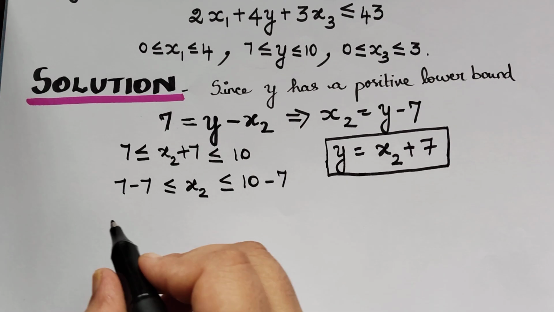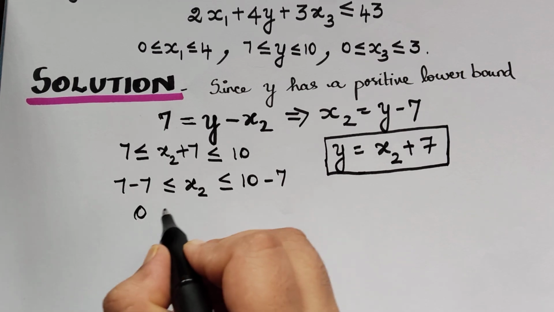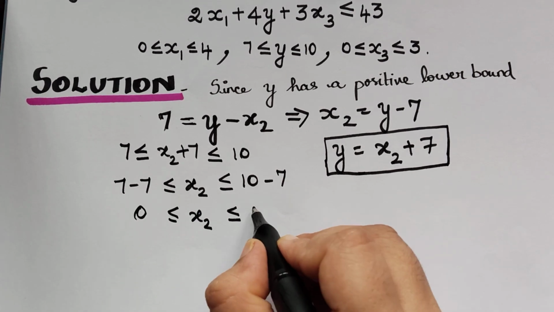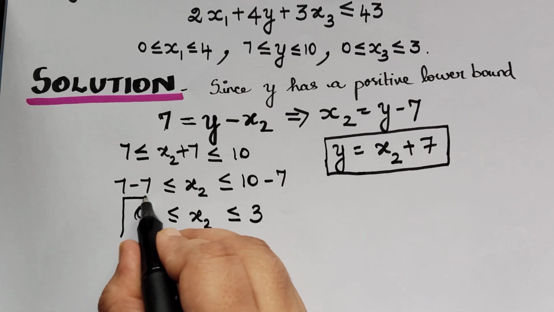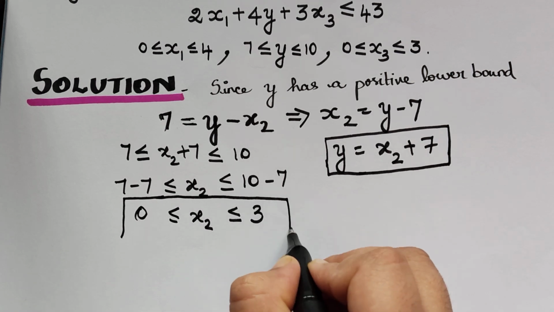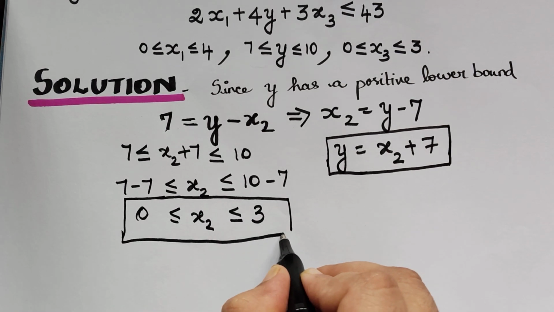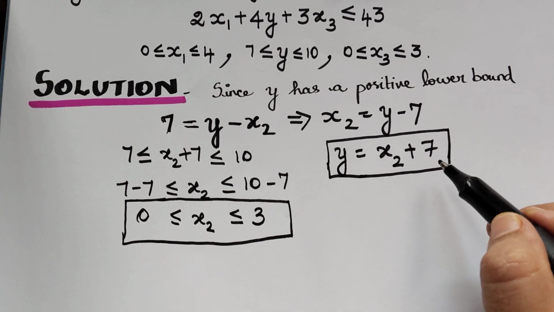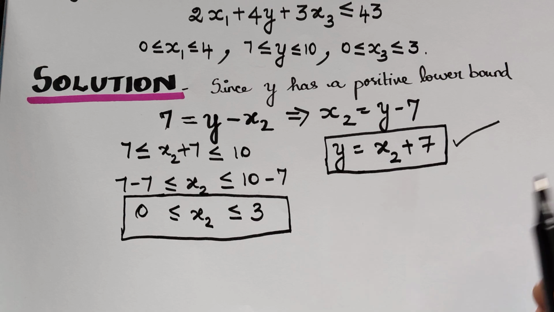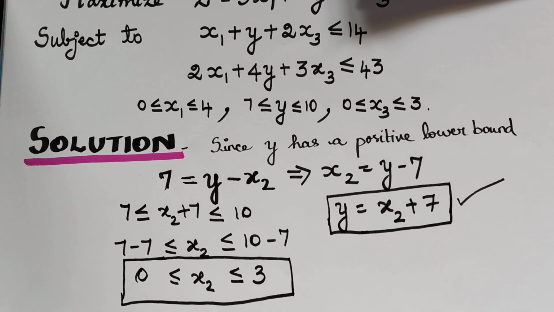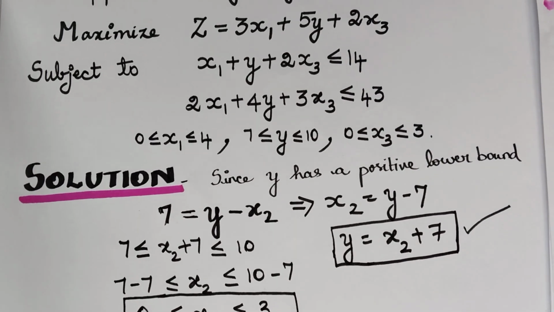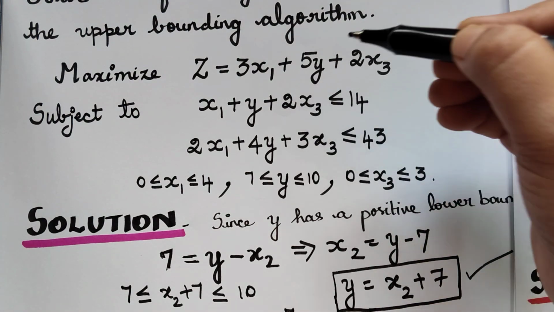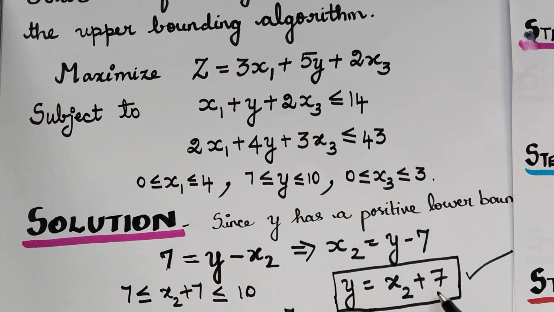And so what will be the bounds now? 0 lesser than or equal to x2, lesser than or equal to 3. Therefore, the lower bound has been made as 0, and the substitution that we have made is y is equal to x2 plus 7. So when we make this substitution, the given LPP will be reformulated. That is, at the place of y, we have to replace it by x2 plus 7.